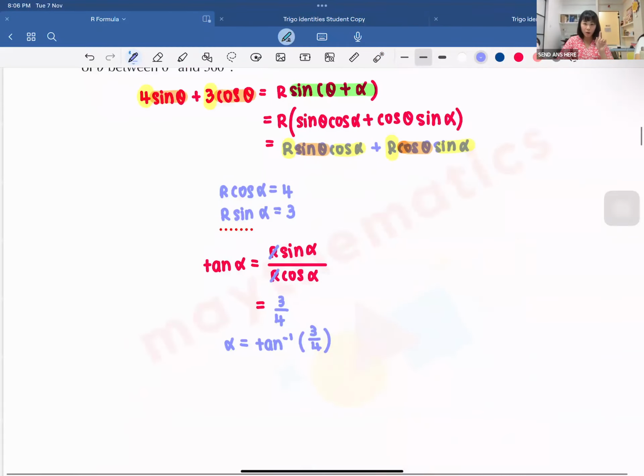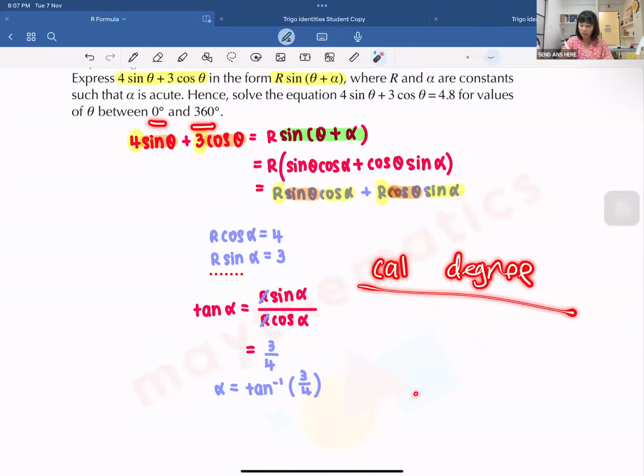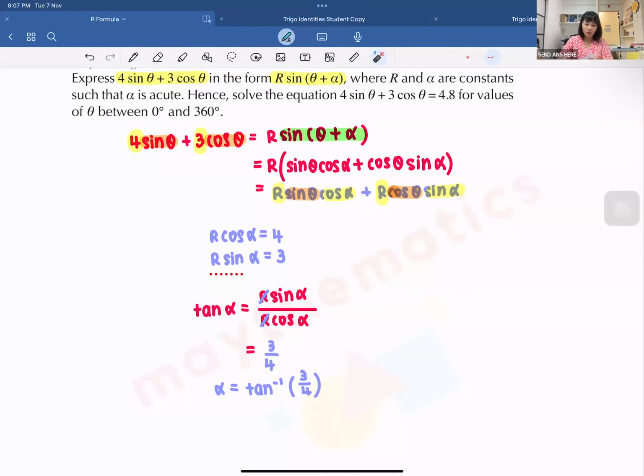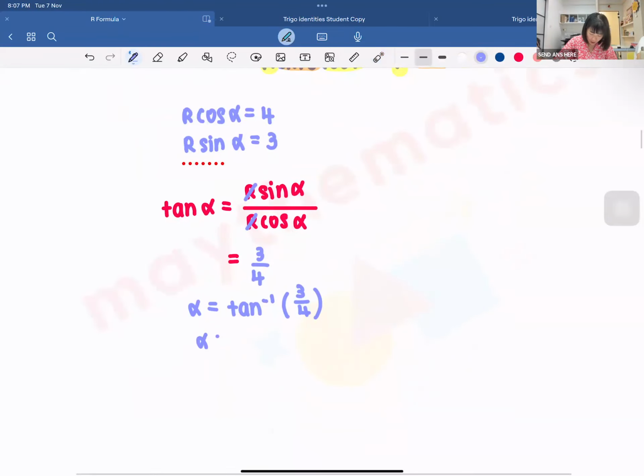Take note for this topic, very, very important. You need to check whether it is degree mode or radian mode. Can you see 0 degrees to 360 degrees? So if it's degree mode, make sure your calculator is in degree mode, then key in this part, because if it's in radian mode, you're going to have a totally different answer. So your alpha is 36.87 degrees, somewhere around there. But actually it's good to write until 5 SF now. It's 36.869 degrees. Okay, that's the alpha.